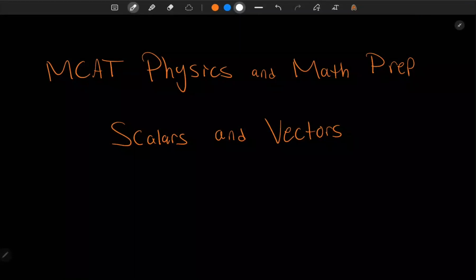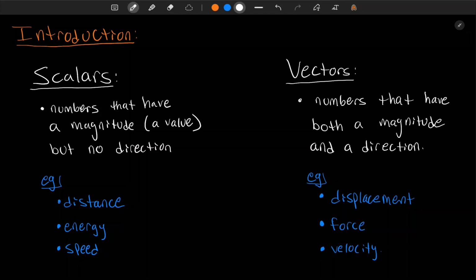Hello. In this video, we'll be reviewing scalars and vectors as they appear on the physics and math sections of the MCAT. To begin, let's introduce both scalars and vectors. Well, scalars are just numbers that have a value, which is often called a magnitude, but they don't have a direction. So you can think of scalars as just a number, like 5.